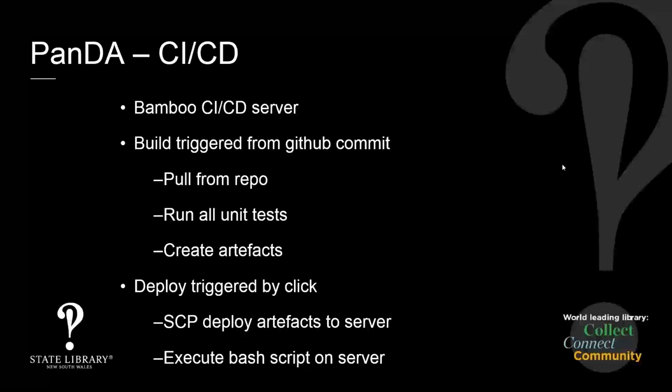With the CICD for Panda, we're using Bamboo at the moment, but I think we're gonna move away from it to Jenkins actually. Cost and other reasons, but yeah. The build is triggered from a GitHub commit, pull from repo, run unit tests, create artifacts. And then if you want to deploy, you can deploy to different environments by just deploying that release into the particular environment that you want. The deployment's not very sophisticated, basically just SCPing the files and running a bash script. But this is where I want to use Docker images better to be able to help us there.